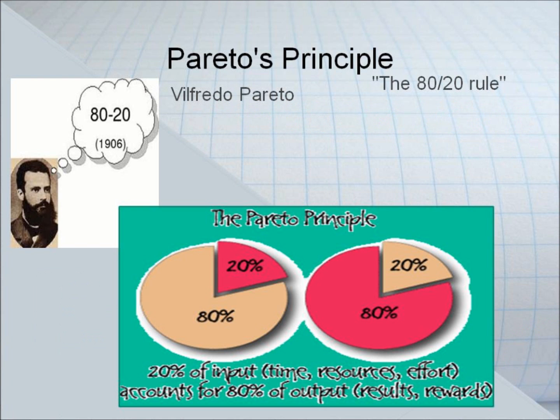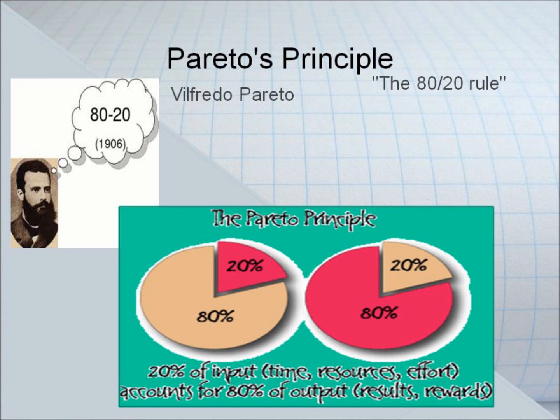Pareto's Principle was observed by Italian economist Vilfredo Pareto in 1906. He observed that 20% of Italian people owned 80% of their country's wealth. In the 1940s, Dr. Joseph Juran, a quality management pioneer, attributed the 80-20 rule to Pareto, calling it Pareto's Principle. The Pareto Principle says that 20% of input accounts for 80% of outputs.